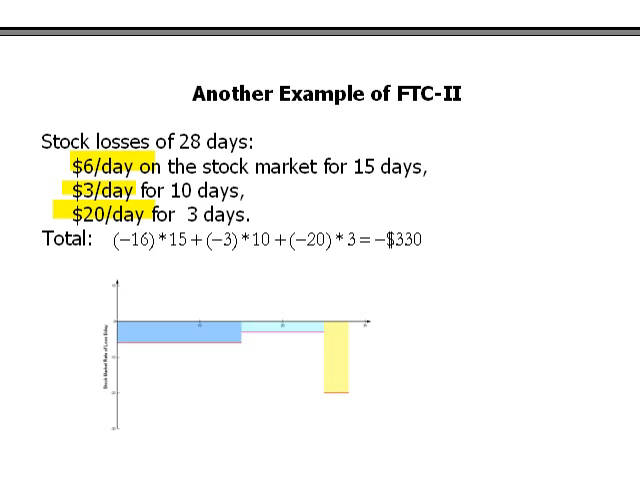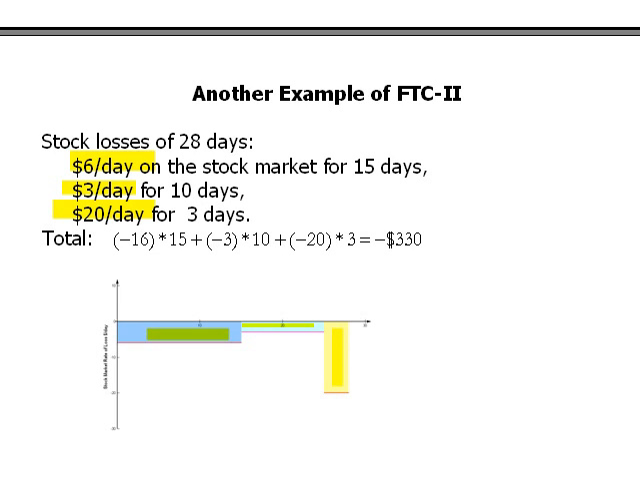All right. Here are the stock losses. This was the blue line, this heavy dark blue curve, when you were losing $6 a day for 15 days. This lighter teal colored one, you were losing $3 a day, but you did that for 10 days. Then, in this big yellow one, you lost $20 a day for 3 days. If you wanted to know how much money you lost, you would be computing the area between this curve and the x-axis. Of course, this is negative.